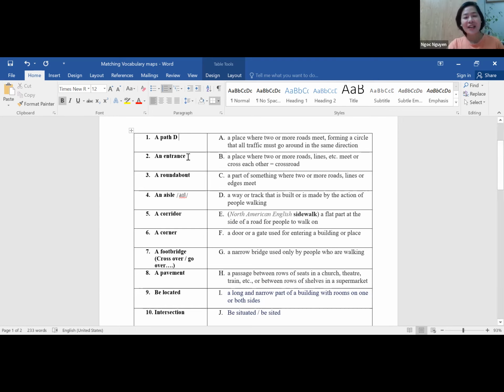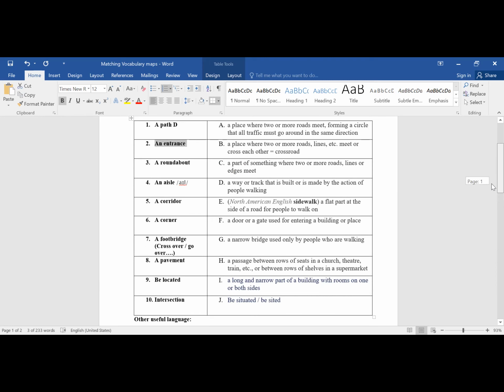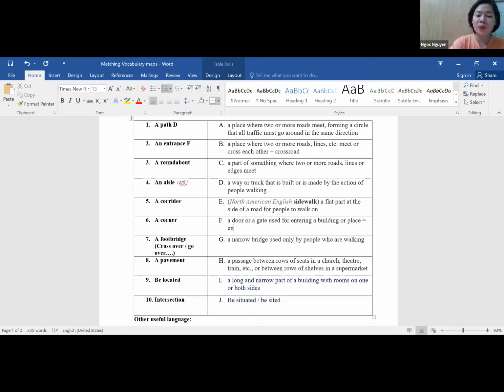Next, let's complete number two, an entrance. It's F. Letter F. Exactly. Sometimes you may hear the word entrance, but sometimes you will see the word entry gate. An entrance is a gate for entering a building, but you may also hear the word entry gate. An entry gate is an entrance.